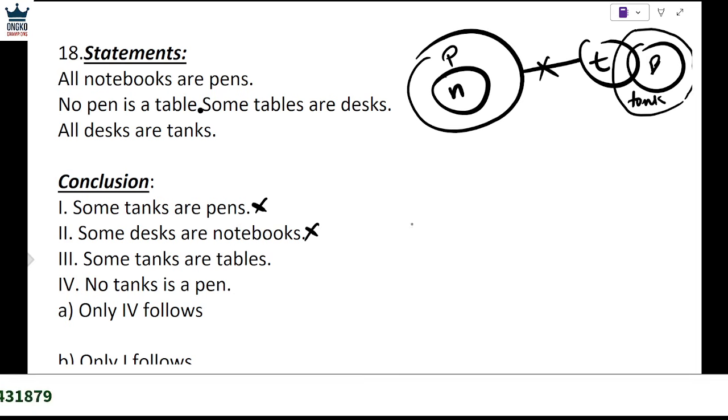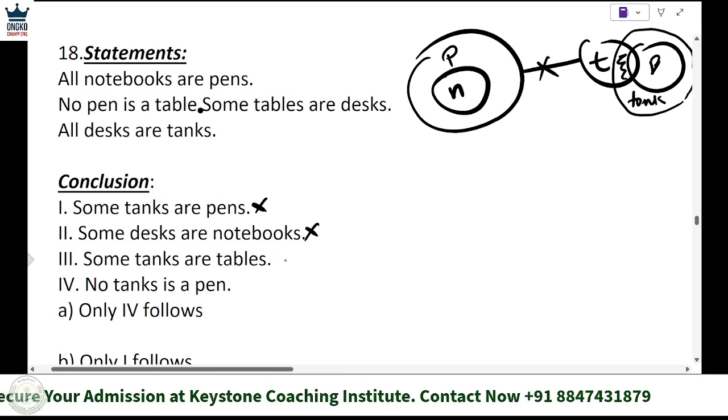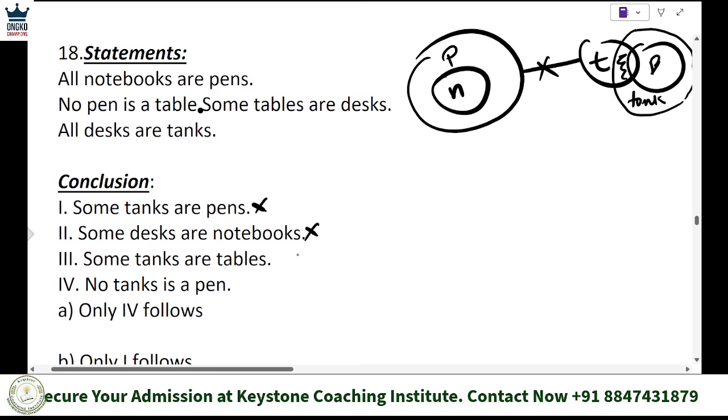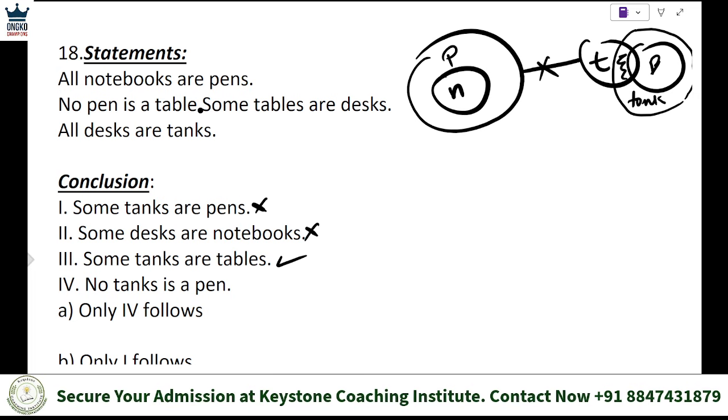Some tanks are table. Do they join? Yes, some tank are table do join. And some tank are table is a positive statement, so we are judging from the diagram itself. It is true. Conclusion 3: no tank is a pen.